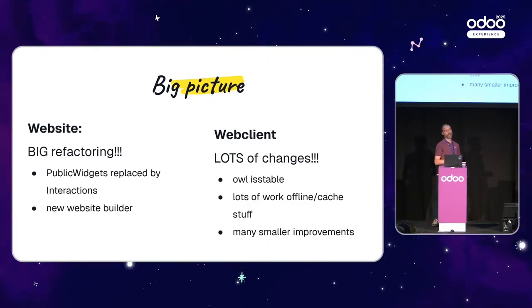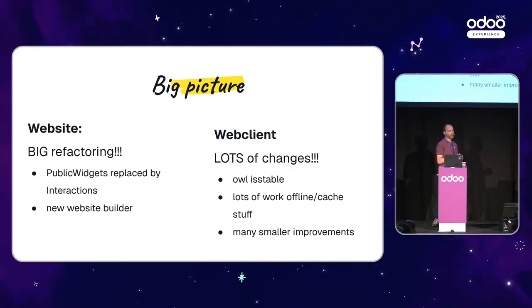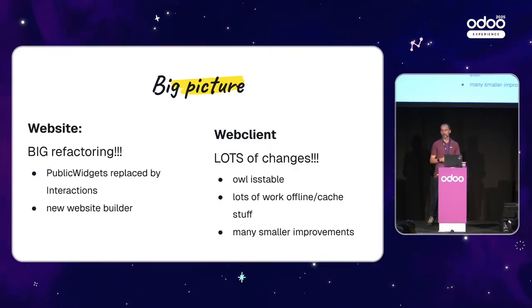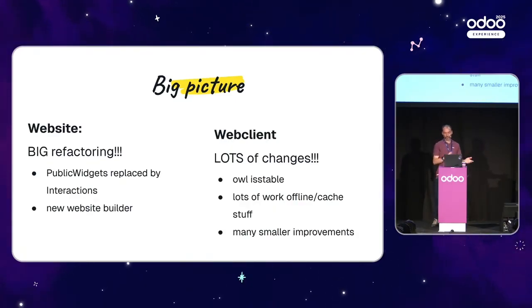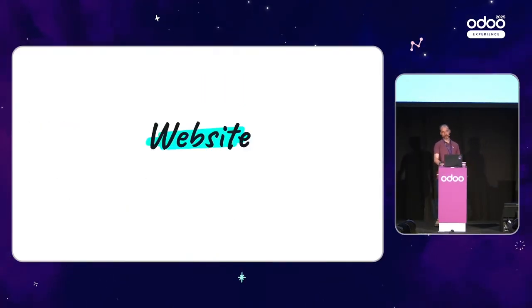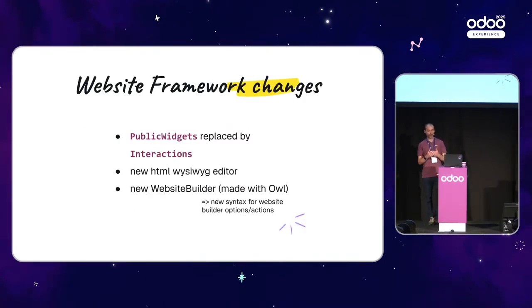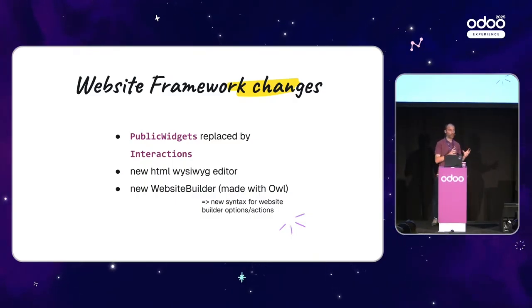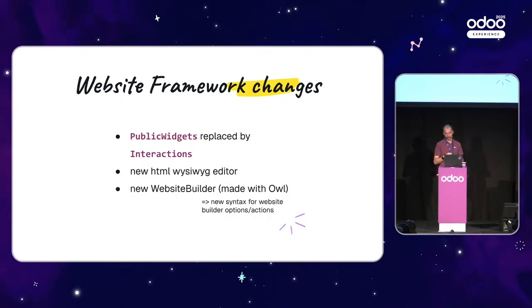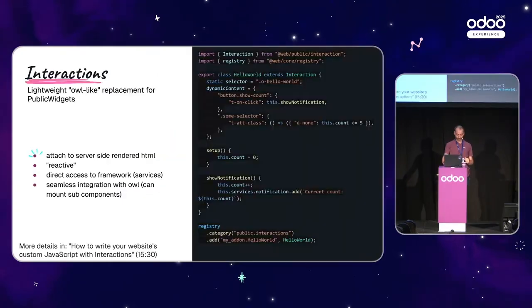We did a lot of work on offline and caching stuff, so I'll talk about that again. And a lot of smaller improvements that I cannot even hope to mention everything. So I will just highlight a few changes for this talk. Okay, so let's come back to the website, the front-end code of Odoo. As I said, the main change was that we replaced the public widget system by a new interaction system. Then we have a new editor and a new website builder.